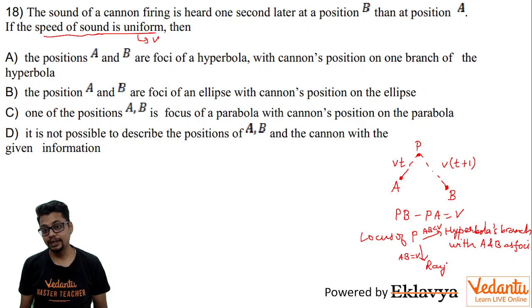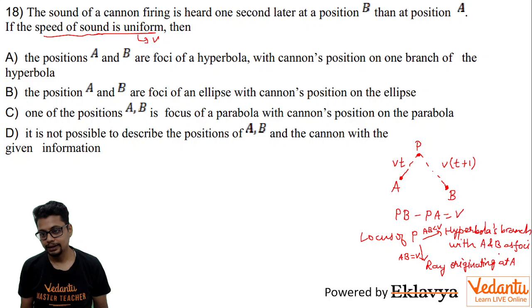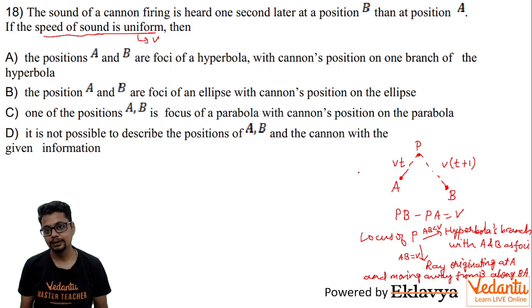Rather, it would be a ray originating at A and moving away from B, along the line BA. It starts at A and moves away from B, if AB is equal to V.